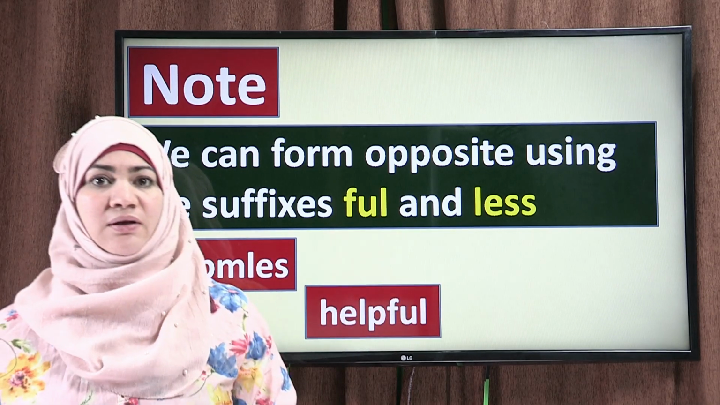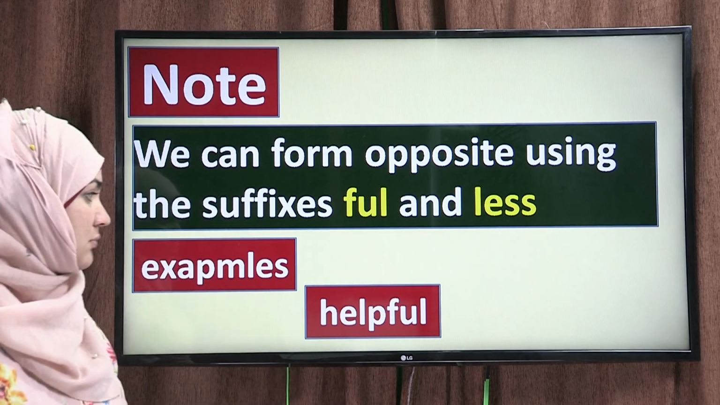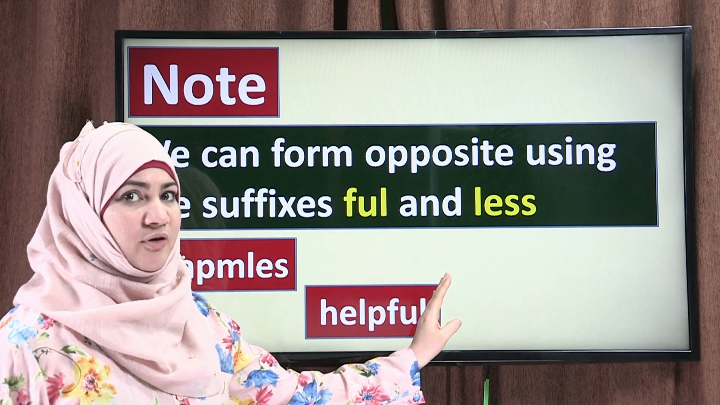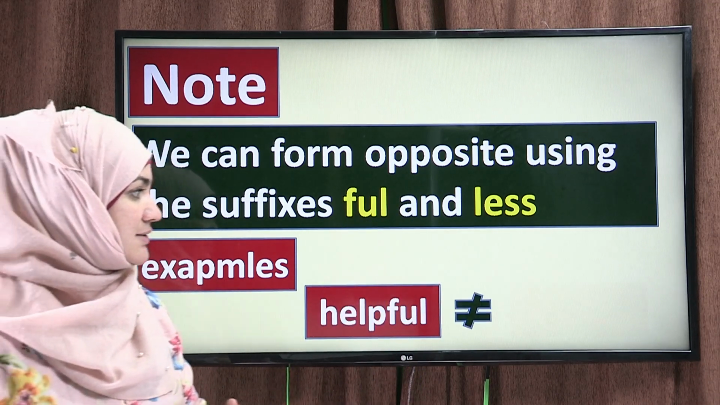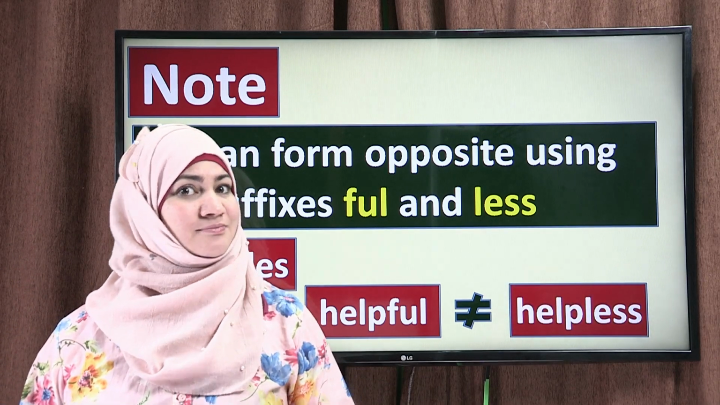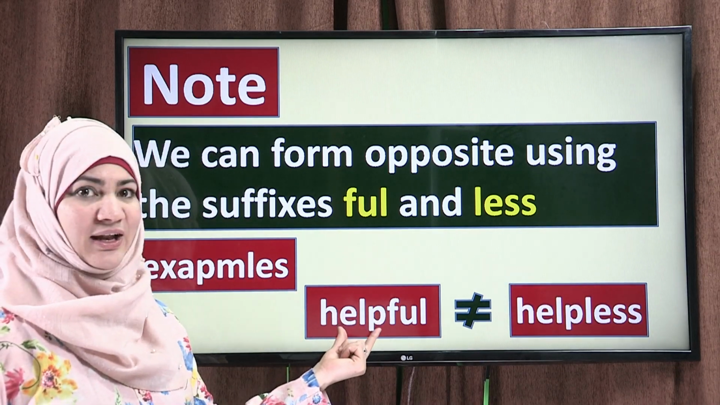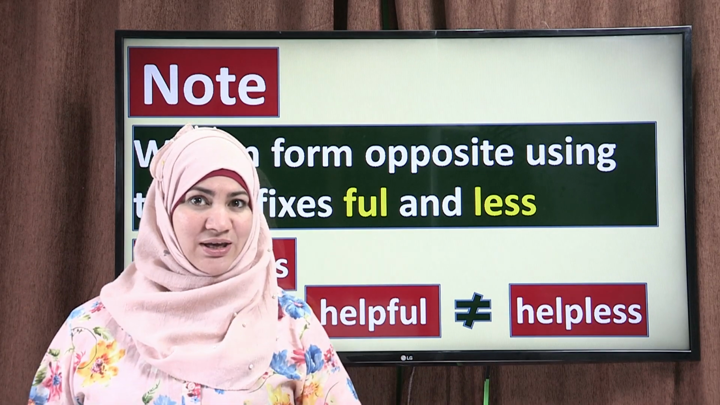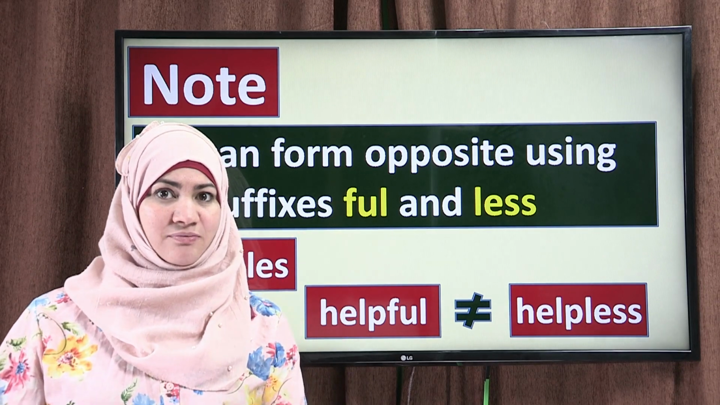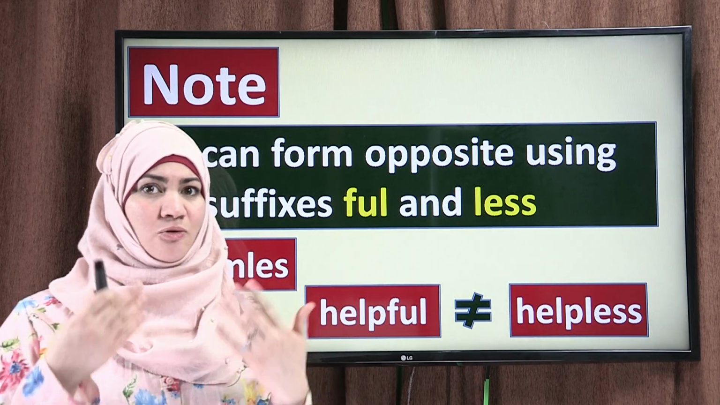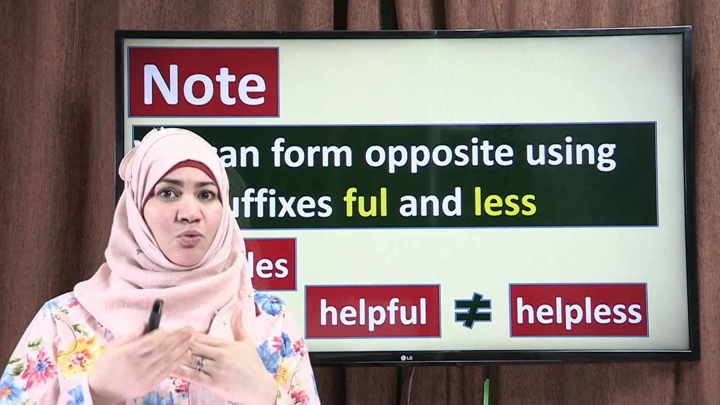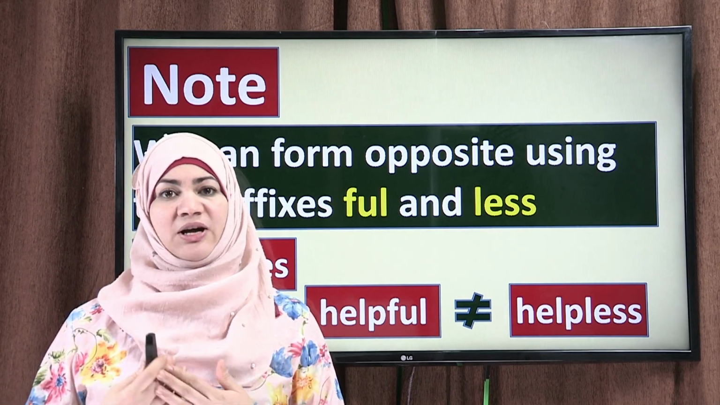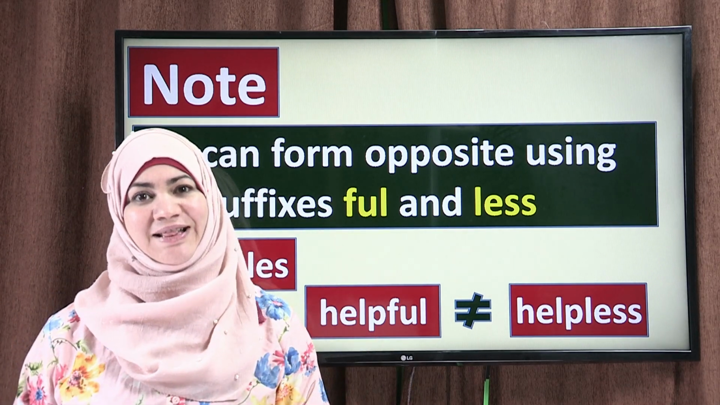We have helpful. The noun is help. Helpful. The opposite is helpless. You can see here that we have the noun help. Helpful is the opposite of helpless. We can form an adjective and at the same time its opposite. So this is the note about how we form adjectives using the suffixes full and less.